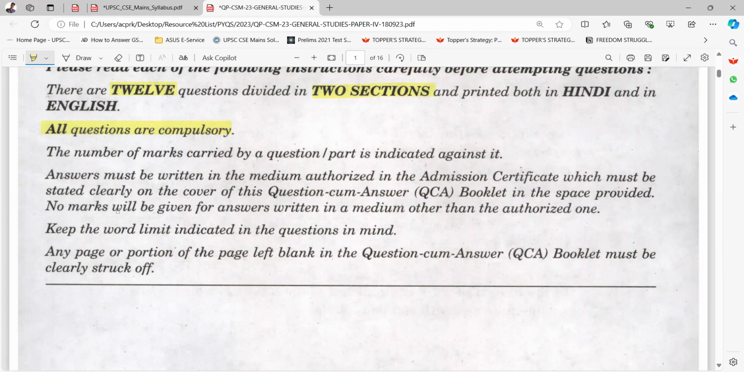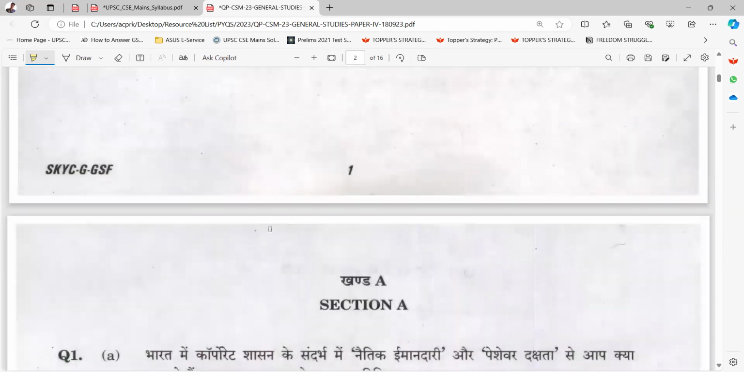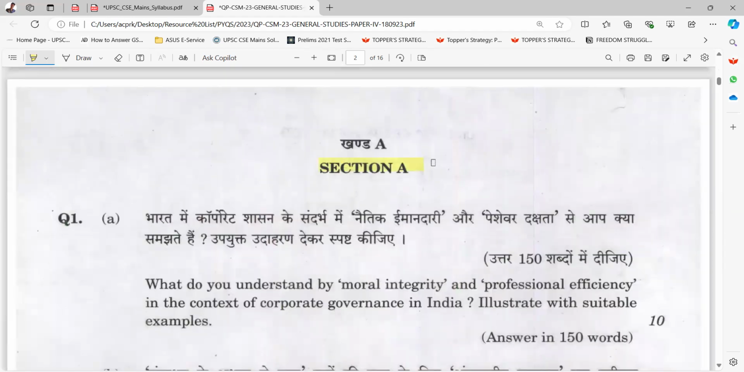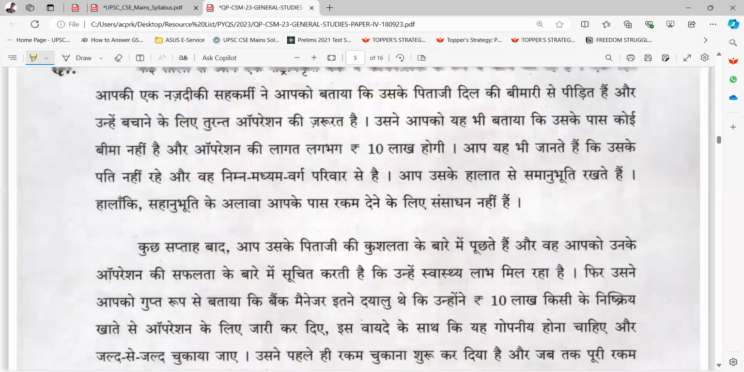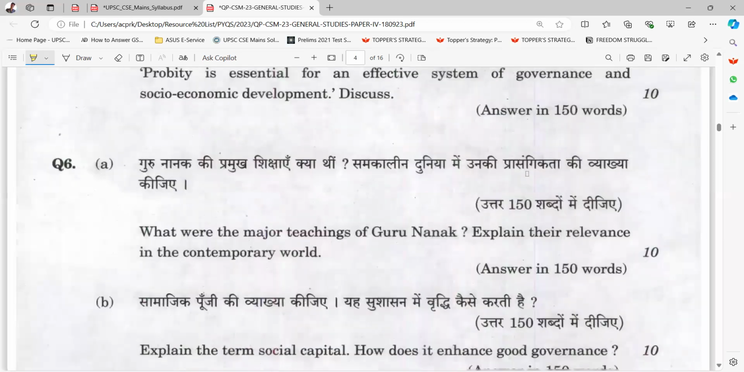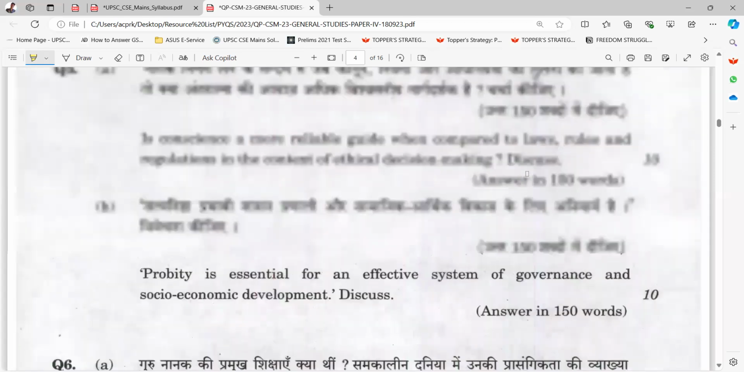No marks will be given for answers written in a medium other than the authorized one. Keep the word limit indicated in the questions in mind. Any page or portion of the page left blank in the question-cum-answer QCA booklet must be clearly struck off. Section A. How many questions will be there in Section A? There will be 6 questions.